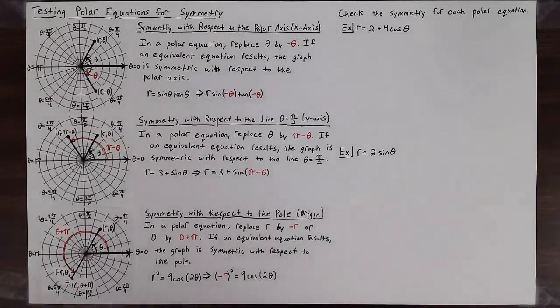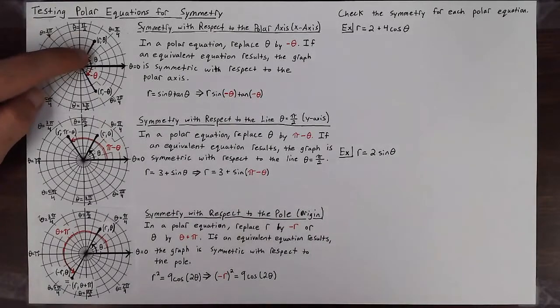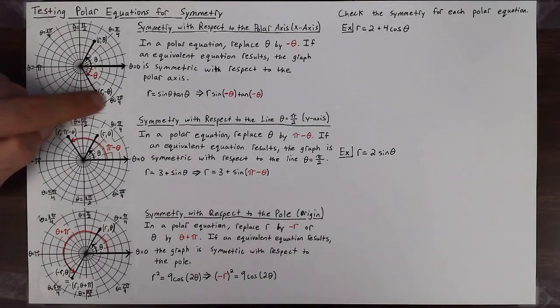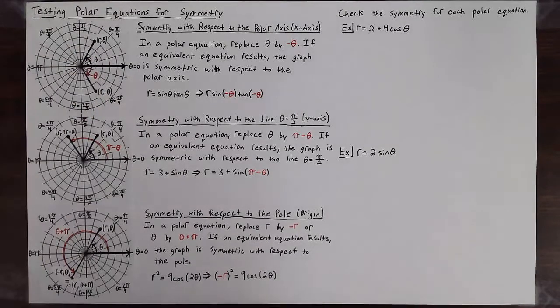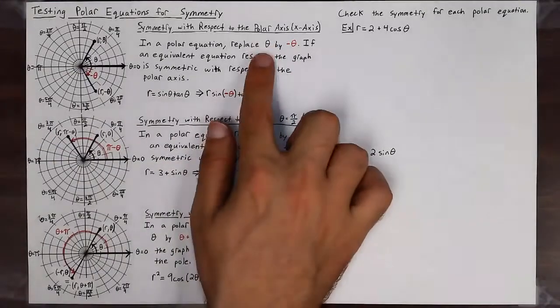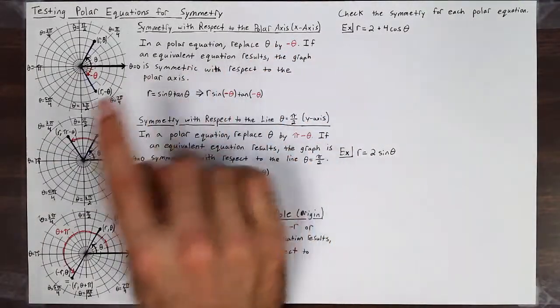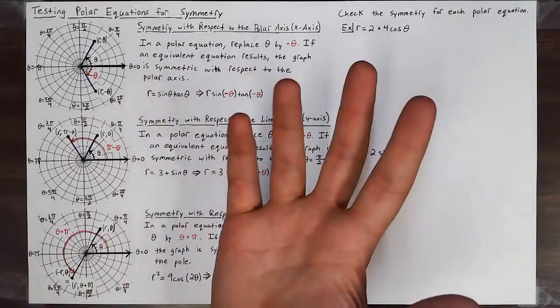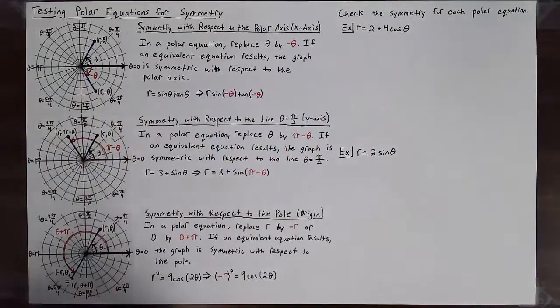The way you would test this is if you have a certain point (r, theta), the point reflected across the polar axis would be the same point (r, negative theta) since I rotate the other direction. So if I just replace theta with negative theta, I should get the same equation. If it's not the same, then there's no guarantee that it's symmetric with respect to the polar axis.